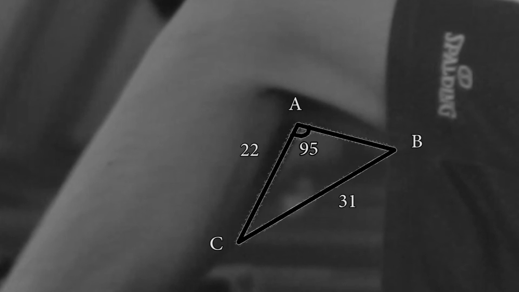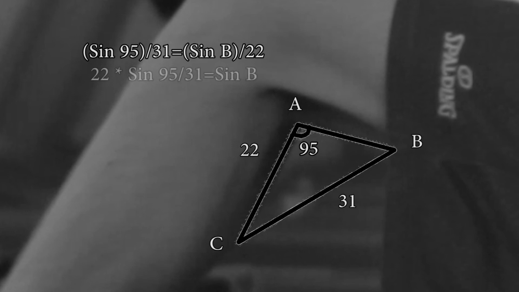We're going to do this using the law of sines. So the first step involved in the law of sines is to set it up as a ratio where sine 95, which is the measure of angle A, over 31, which is side A, has to equal sine of B, which we're trying to find, over 22, which is side B. First, we are going to multiply both sides by 22. We will get 22 times sine of 95 over 31 equals sine B.